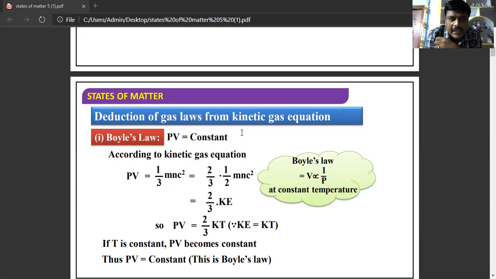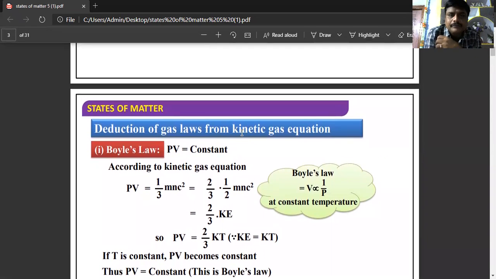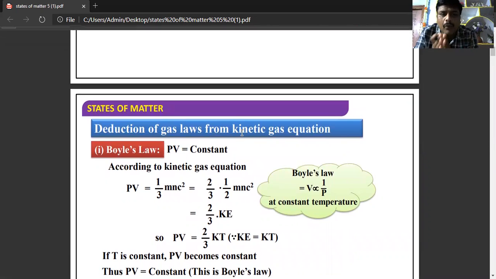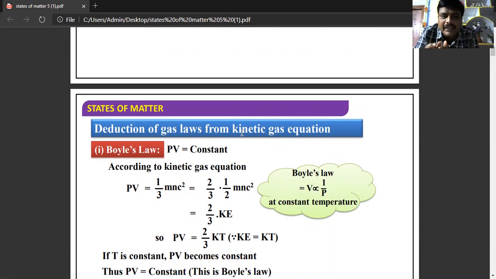According to the kinetic gas equation, PV is equal to 1 by 3 mnc square. That is the kinetic gas equation. So that 1 by 3, I am writing as 2 by 3 into half mnc square. We know that half mnc square is nothing but KE. So we are writing it as PV is equal to 2 by 3 KE.